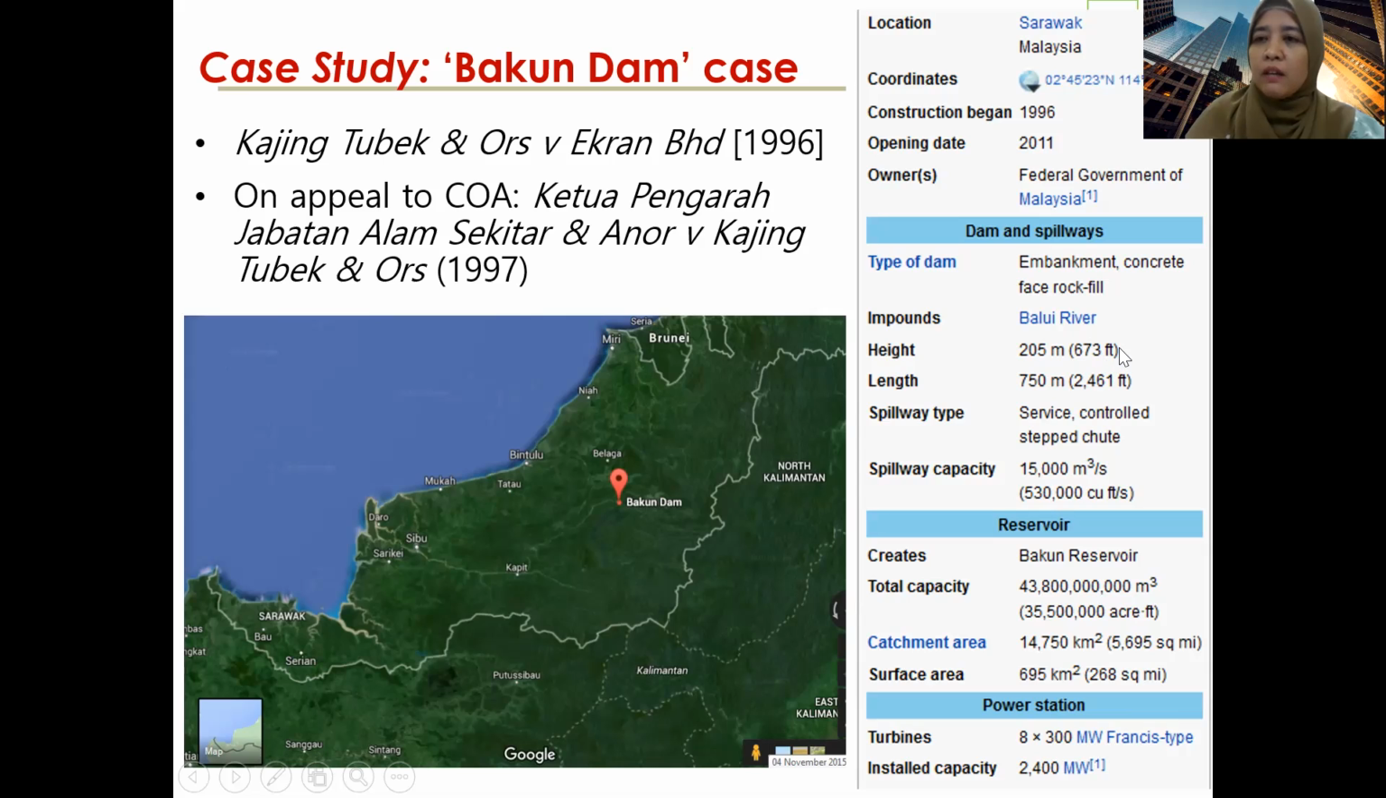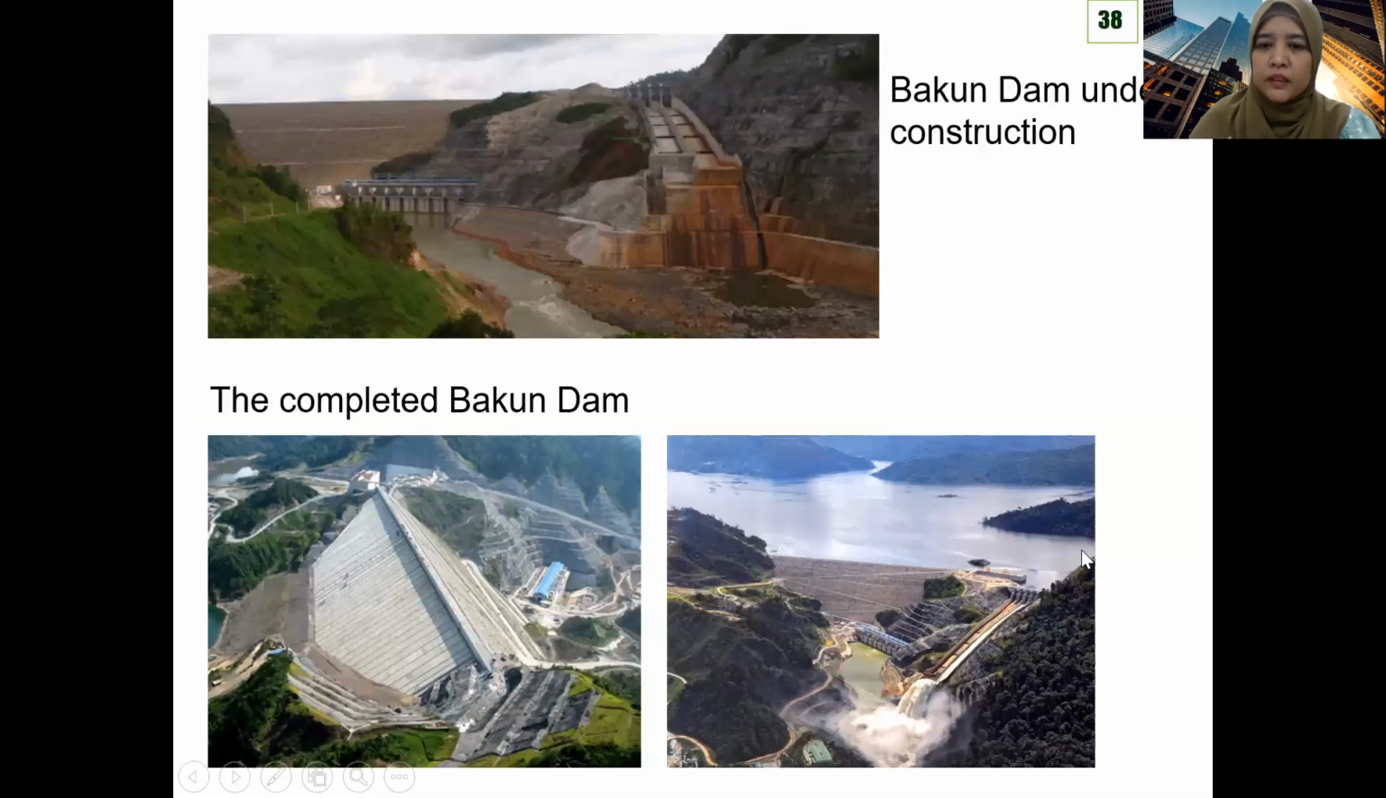673 feet. Okay, if a story is 10 feet, this would be almost 70 feet, a 70-story building. Okay, length, filled with all these. So it creates the Bakun reservoir. See there, the capacity is so big, 43 billion cubic meters.